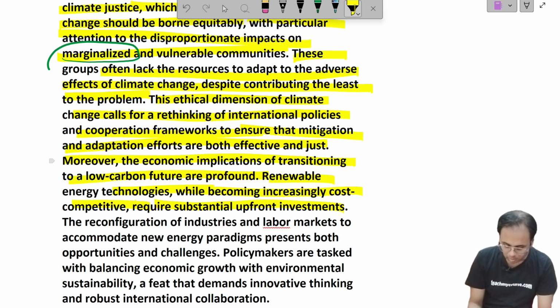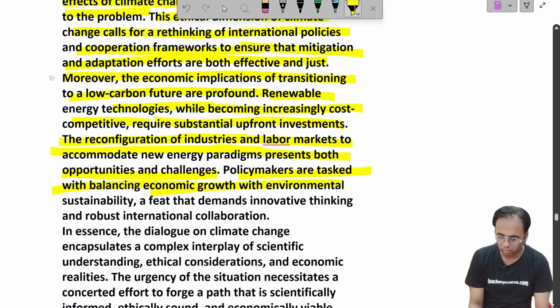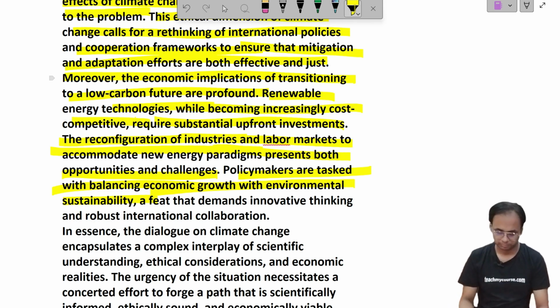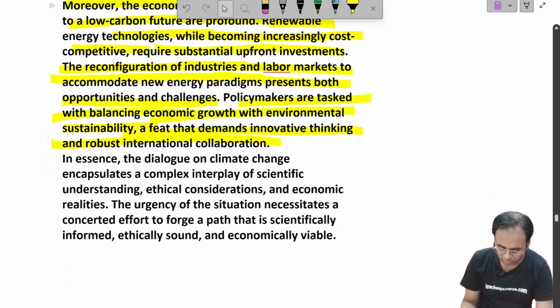Okay, the reconfiguration of industries and labor markets to accommodate new energy paradigms presents both opportunities and challenges. Policymakers are tasked with balancing economic growth with environmental sustainability, because it cannot be like we just shut off the industries because there is a lot of pollution. No, it cannot be like that. We have to run the industries, we cannot just slow down the economy because of the pollution part or the climate change part. We have to run the industries, we have to run the economy, and at the same time we have to control the climate change problem also. Okay, so a field that demands innovative thinking and robust international collaboration.